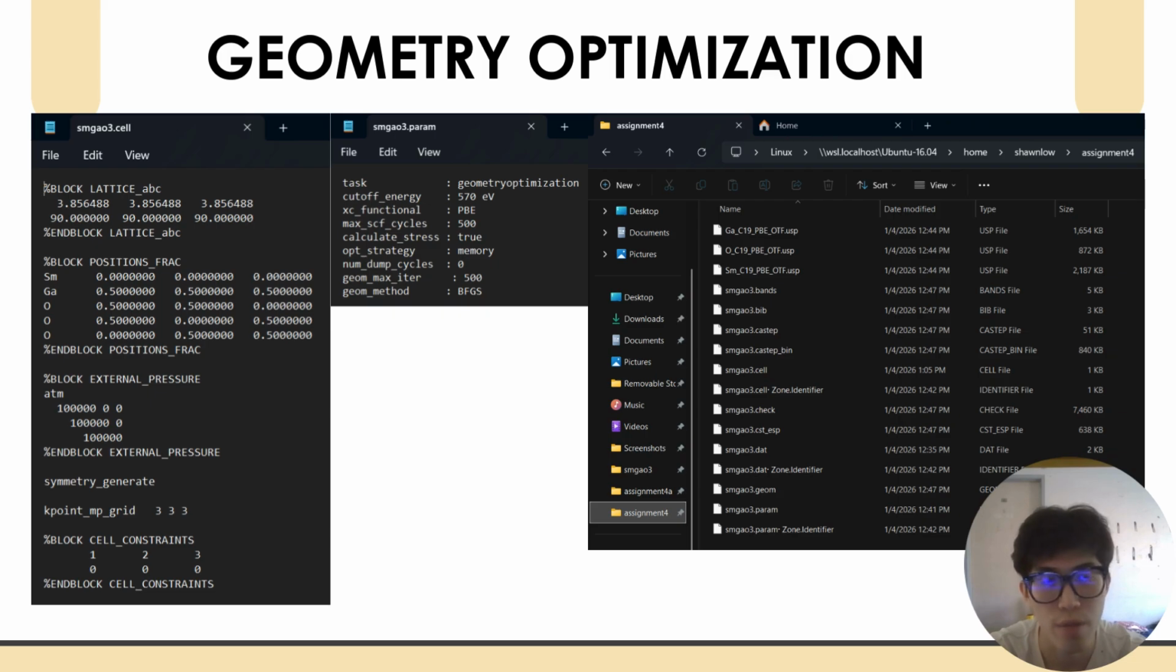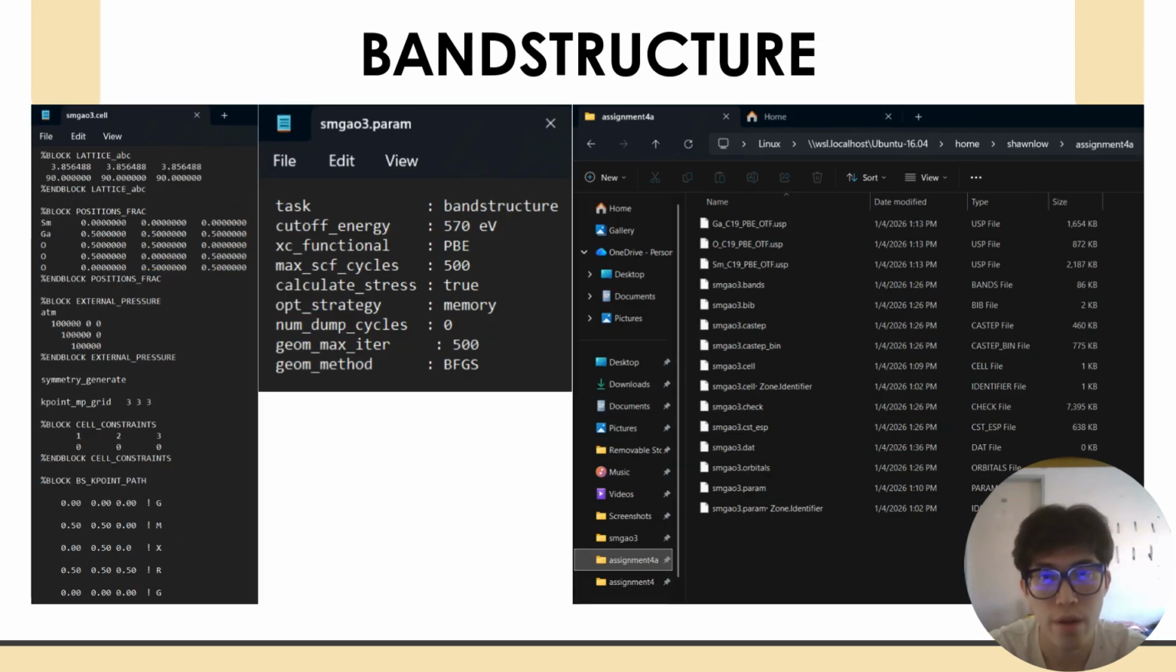Over here, these are the cell file, param file, and the files that I got after I ran the castep.mpi command for geometry optimization. And over here, these are the cell file, param file, and the files that I got after I ran the castep.mpi command for band structure.